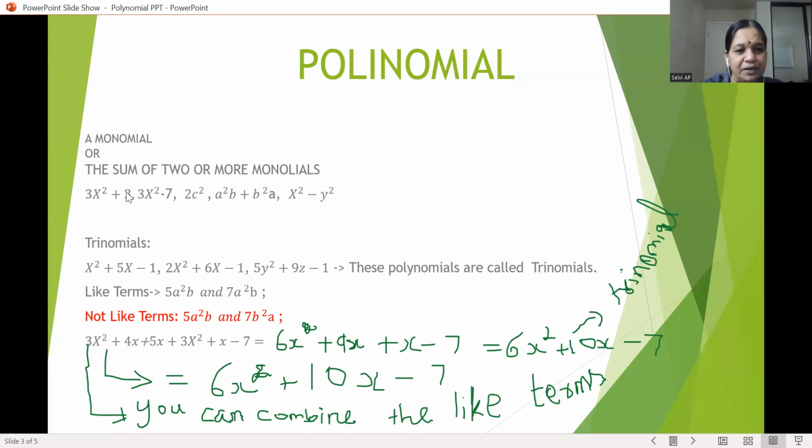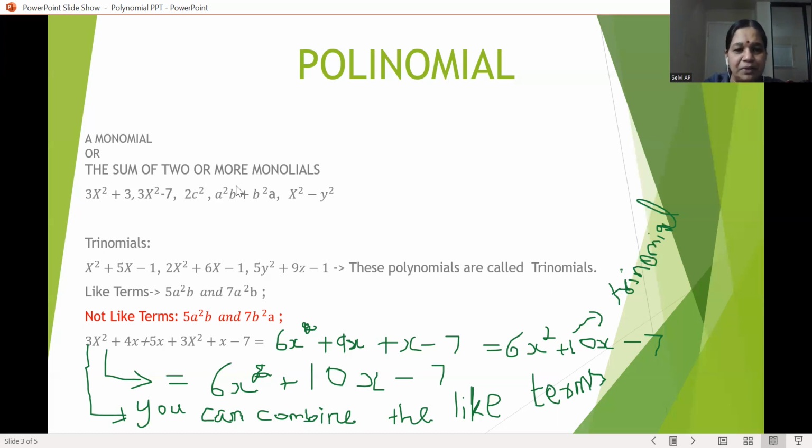This is known as binomial. Look at another example, 3x square minus 7. So the constant value is minus 7. The coefficient of the x term is 3. The power is 2. Is 2c square a monomial or binomial? Yeah, it's correct. It's a monomial.